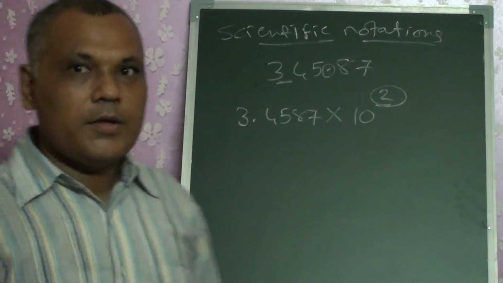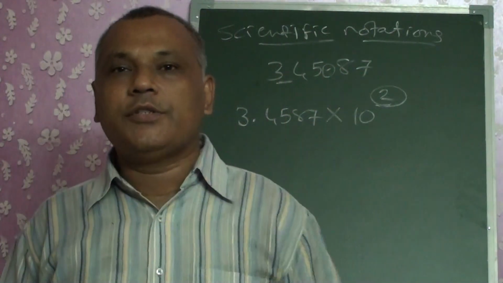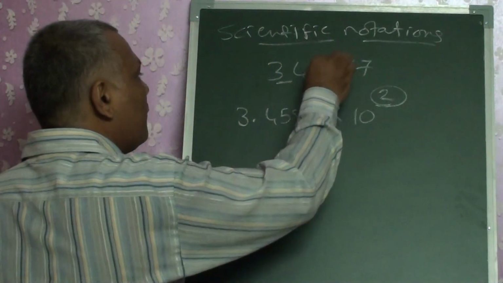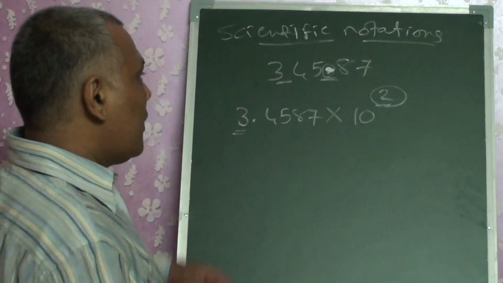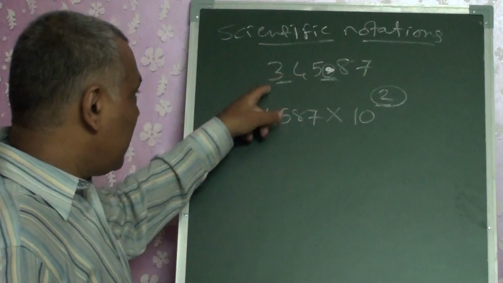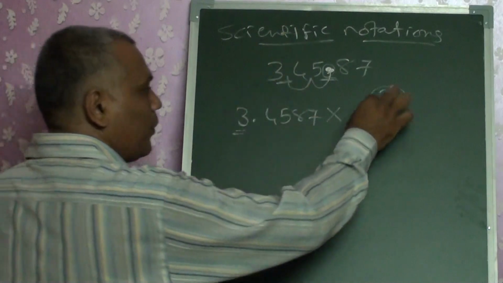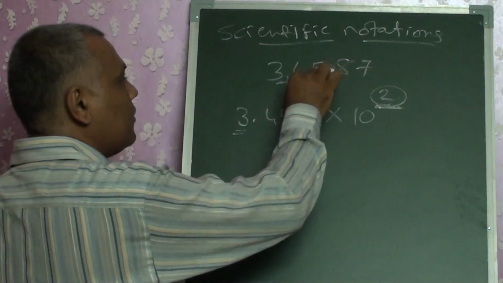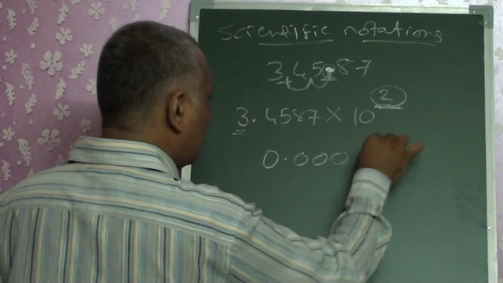Again I am repeating it: the decimal should be after the first non-zero digit. Non-zero means except 0, whatever you have. That is fixed. Now, if it is necessary to move the decimal to the left side, that means I am moving it in the forward direction, and my exponent will always be positive.